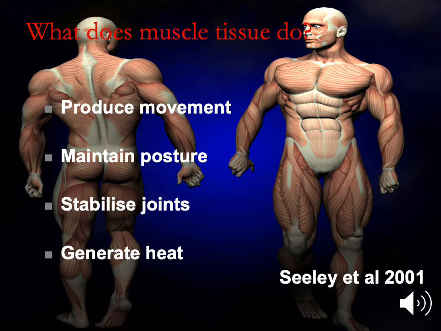A couple of ways that's done. One, via friction. As we'll see a little bit later on, muscles are constructed of fibers running parallel to each other. When those fibers contract and relax, they rub against each other, and friction is generated as a byproduct. The other major way that heat is produced within the muscles is through the breakdown of energy.